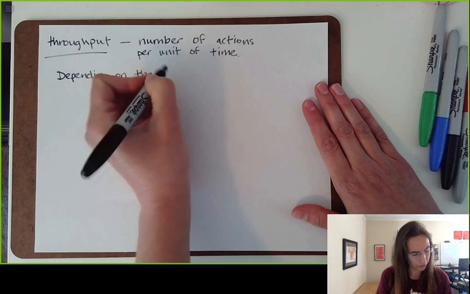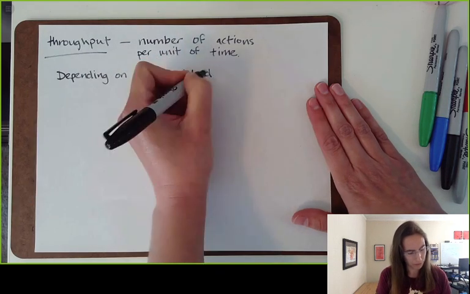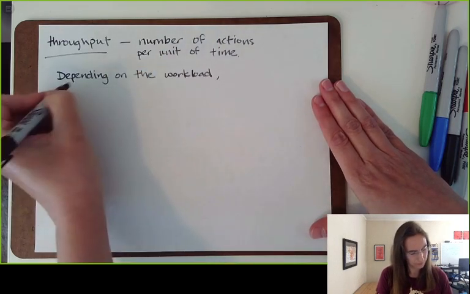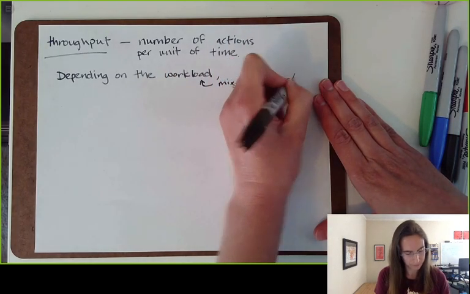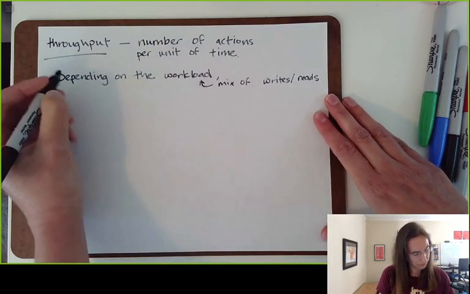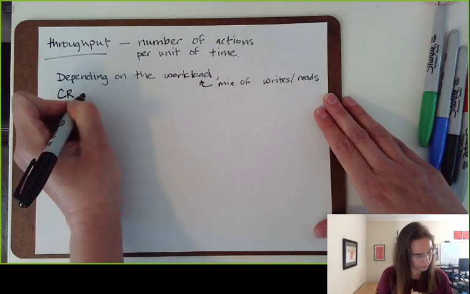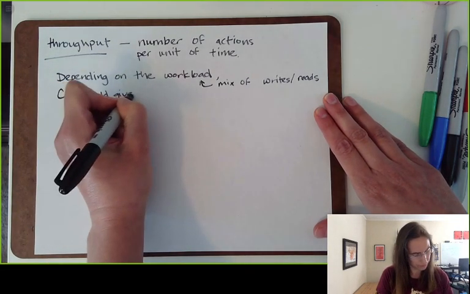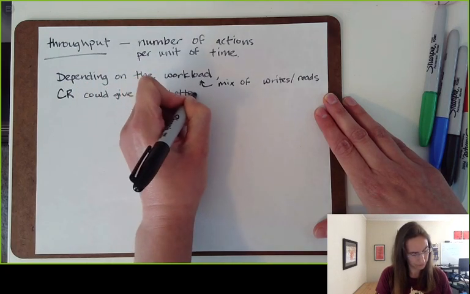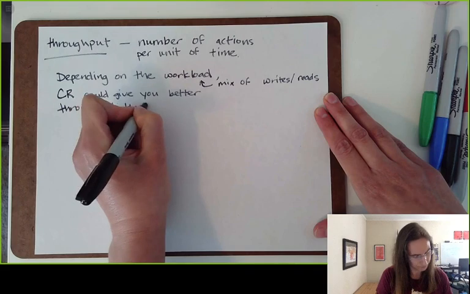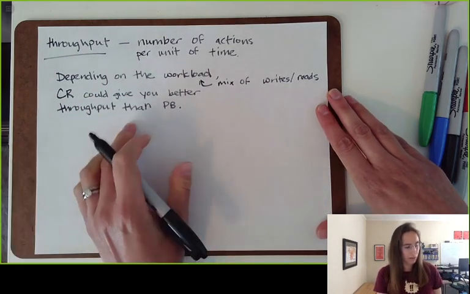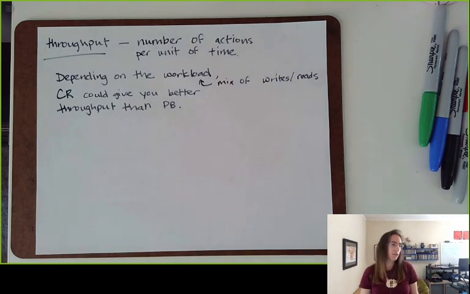So I'm going to say, depending on the workload, and by workload I mean the mix of writes and reads, chain replication could give you better throughput. What kind of a mix is good? What would happen if you have entirely reads? Then is chain replication going to give you any better throughput than primary backup?